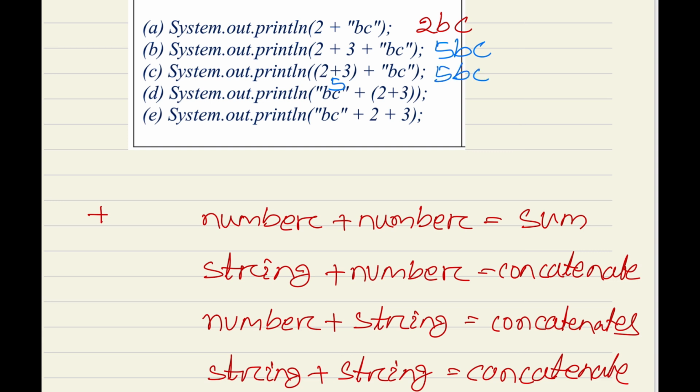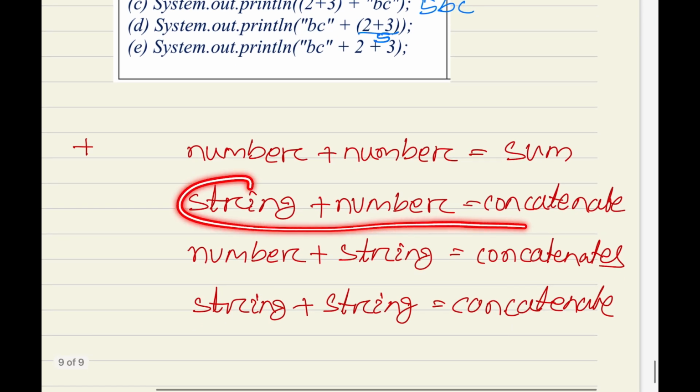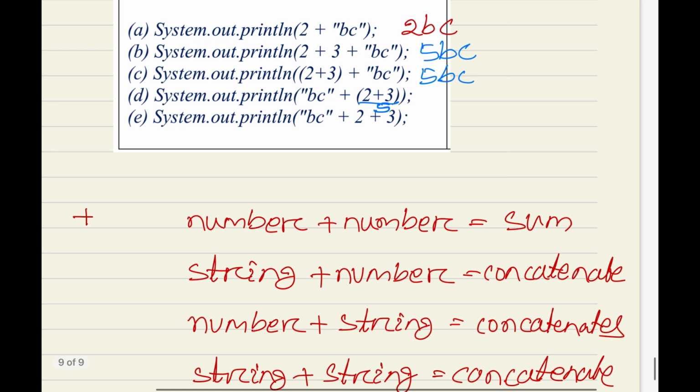Now the next one, BC plus 2 plus 3, and here 2 plus 3 is written inside parentheses. So parentheses have the highest precedence, so 2 plus 3 is evaluated first, and its result will be 5. Then BC is a string, so string plus number simply concatenates. So BC is concatenated with 5, so the result will be BC5.